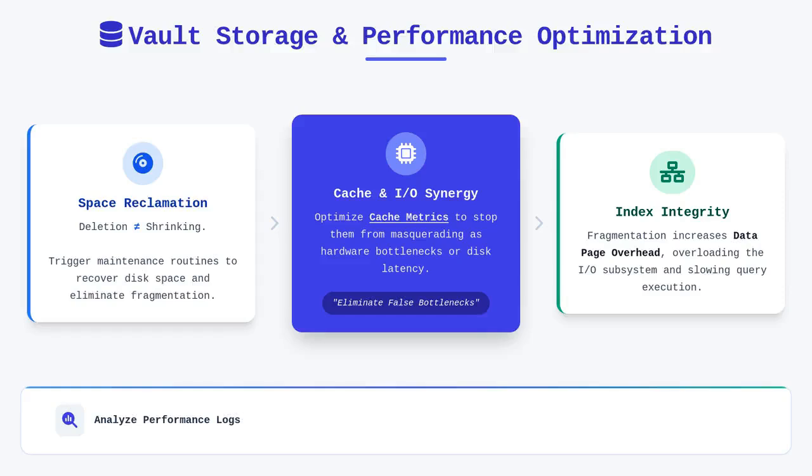Regularly reviewing performance logs is the best objective method for identifying these trends early before they manifest as systemic instability. By reclaiming storage space proactively and keeping index structures healthy, you provide the vault with the necessary foundation to maintain stability under the unpredictable stresses of enterprise production environments.